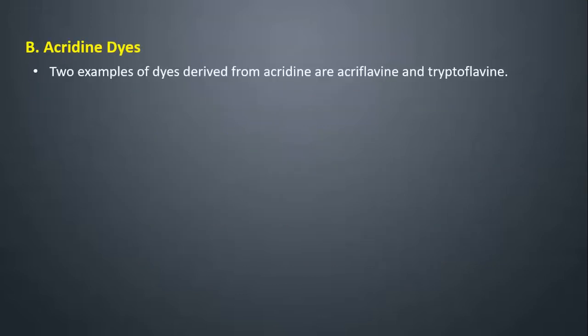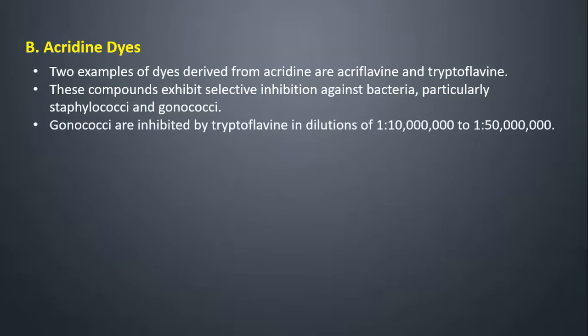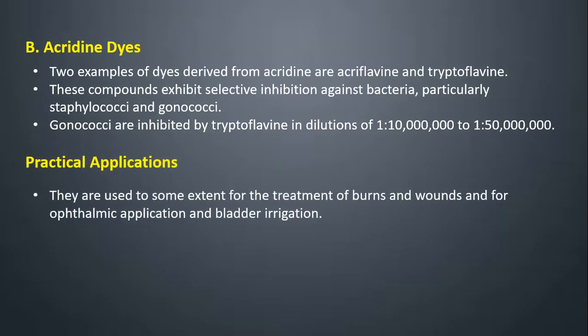Acridine dyes. Two examples of dyes derived from acridine are acriflavine and trypaflavine. These compounds exhibit selective inhibition against bacteria, particularly staphylococci and gonococci. Gonococci are inhibited by trypaflavine. Practical applications. They are used to some extent for the treatment of burns and wounds and for ophthalmic application and bladder irrigation.